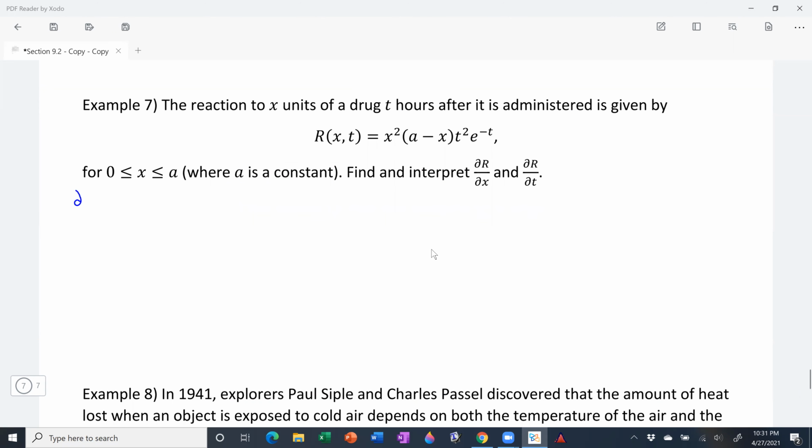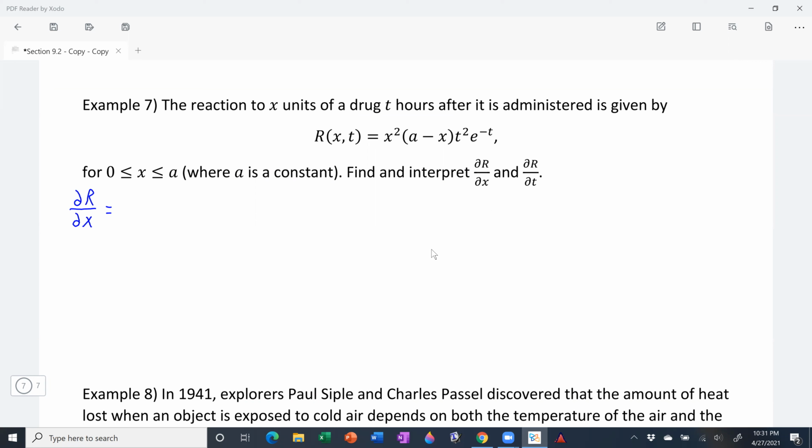So I'm going to write that down as the partial of R with respect to X. So we're going to go through and take the derivative of this thing where we treat T as if it's a constant. So just looking at this thing, I want to see if there's any cleaning up that we can do to try to simplify our work here so that it doesn't end up a big mess. So we want to avoid giant product rules if we can.